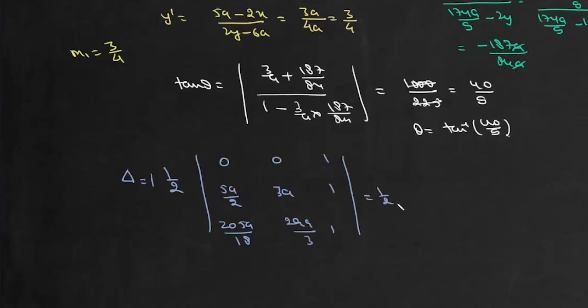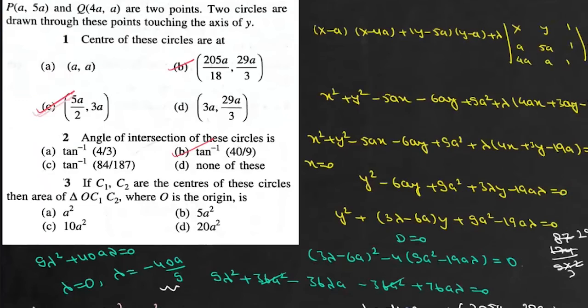So it will be 1 by 2, and it is 5 into 29 by 6 a squared minus 205 into 3 upon 18 a squared. Now this is 6, so it will be 5a squared. And that's your option B. So the answer to this question is BC for the first one, second is B and third is also B.